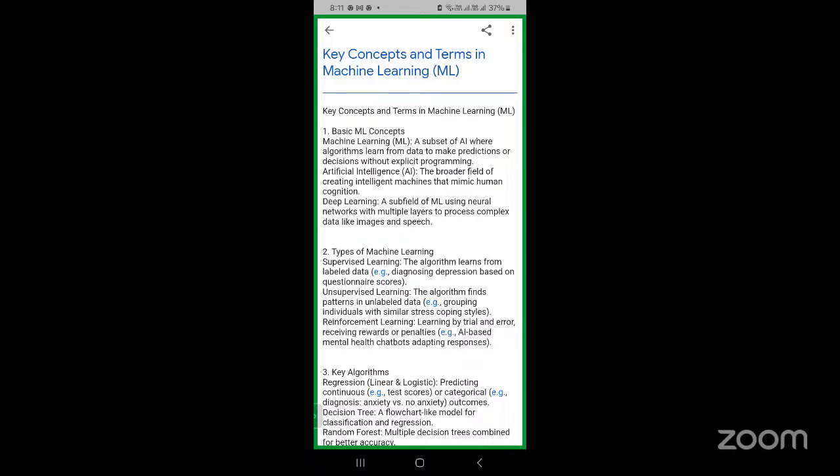Machine learning provides the knowledge about deep learning, a subfield of machine learning using neural networks with multiple layers to process complex data like images and speech. Now, what is the advantage of the neural network? One major advantage of neural networks is that you can handle both the categorical as well as the metric data.